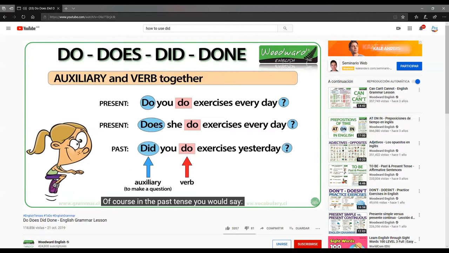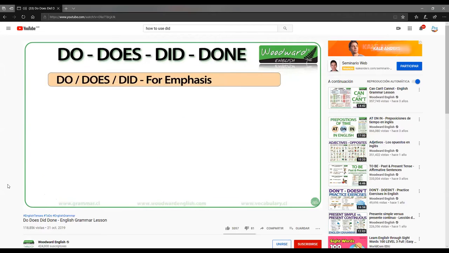Of course, in the past tense, you would say, did you do exercises yesterday? Did is an auxiliary, which is needed to make a question. Do is from the verb to do. Do and does for emphasis.